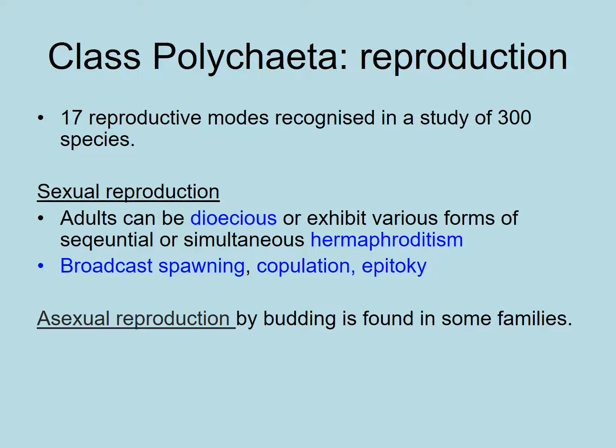There are 17 reproductive modes, so they do all sorts of things. Dioecious, hermaphrodites, broadcast spawning, copulation, something called epitoky, which we'll look at in a second, budding, so that you can't pigeonhole these into any particular reproductive mode.